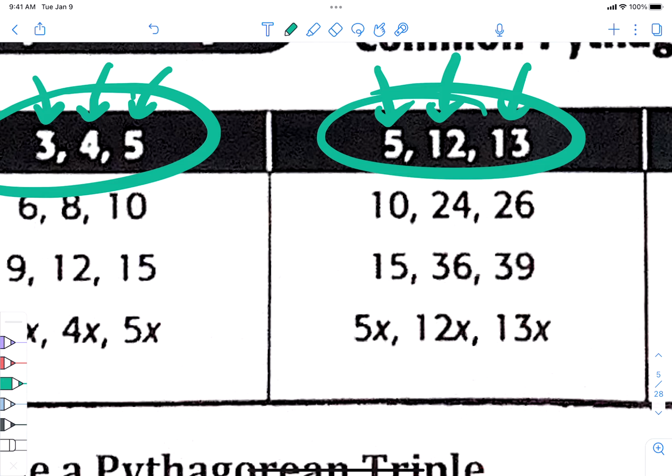The reason why you memorize those, I'm only asking you to memorize those two. The other ones you will see every once in a while, but not very often. But it is beneficial to memorize those two because it will save you tons of time, especially on ACT day. Rather than having to do a squared plus b squared equals c squared, if you see those, you'll know what the answer is right away. They hide those in there. They want to see if you can save time doing that, okay?